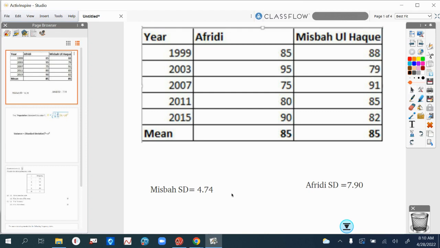So it's a way of looking at a measure of spread. It's quite a sophisticated method. In this instance, it shows you how consistent each player is, and lets you compare the two players. So this player here will be considered more inconsistent.